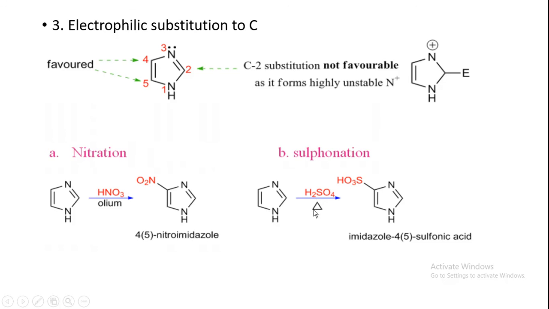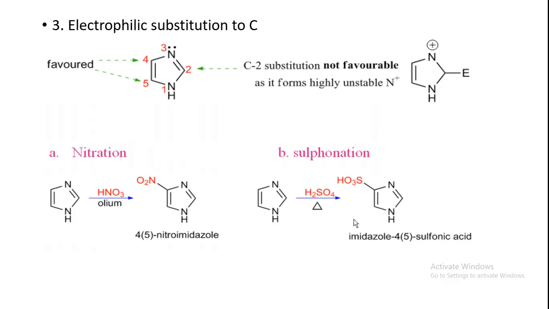So heat it, you will get imidazole 4,5 sulfonic acid. So this is the sulfonic acid group. The position of this sulfonic group will change between the 4 and 5th position due to tautomerism. We have already seen this in the properties.